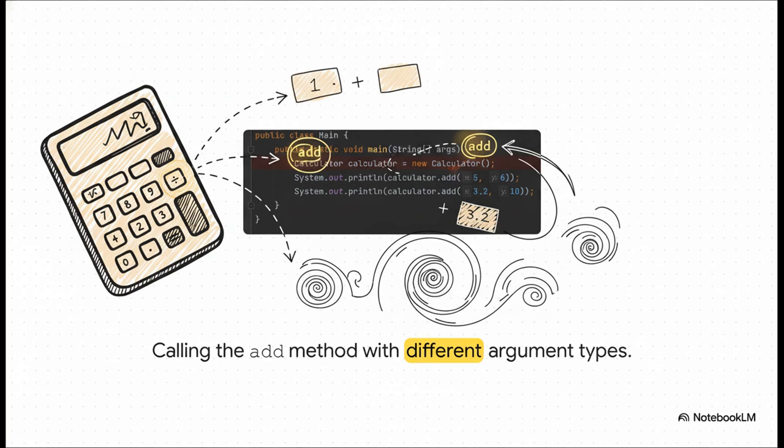So you might be asking, how does the program know which add method to use? Well, it's pretty simple, actually. The compiler just looks at the types of arguments you give it. You pass in two integers, bam, it knows to use the first add method. You give it a double and an integer, it knows to use the second one. And this all happens before the program even starts running.